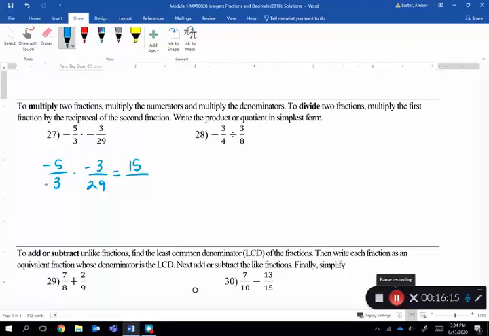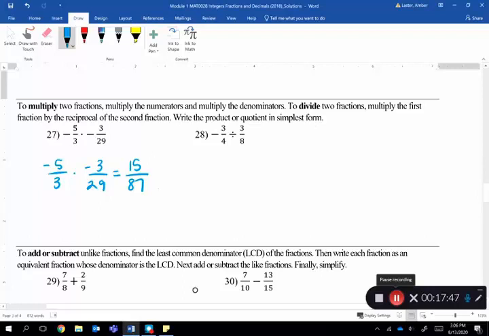I cannot make them both negative. That would be incorrect. So I can make the numerator negative or the denominator. So negative 5 times negative 3 gives me 15. Now 3 times 29 is 87. Okay. So now I have 15 over 87, and it says write the product or quotient in simplest form. So 15 over 87, we need to make sure that it is in simplest form.